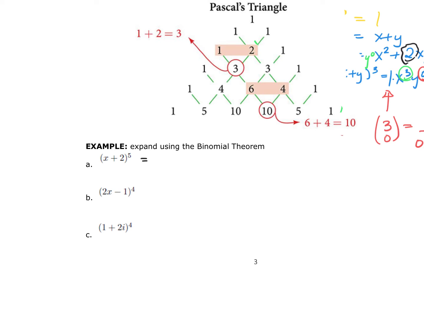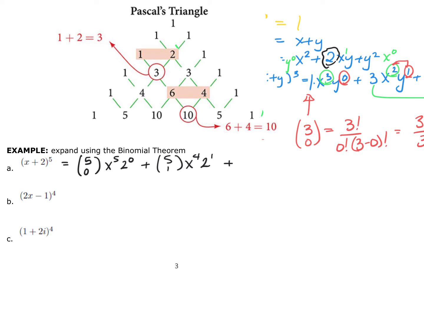This is going to be equal to 5 choose 0, x to the power of 5, 2 to the 0. Now, I don't have to put that one. Plus 5 choose 1, x is going to drop a power, so that's going to be x to the 4th, 2 is going to raise a power of 1. Plus 5 choose 2, x is going to drop a power, so it's now x to the 3rd, and its 2 is going to raise a power, so that's squared.